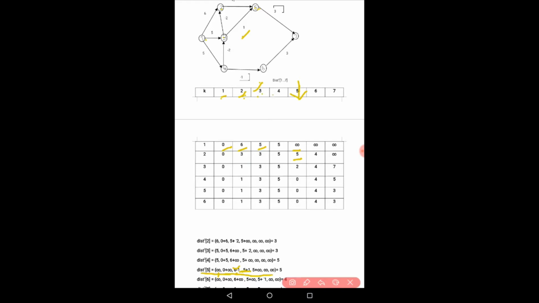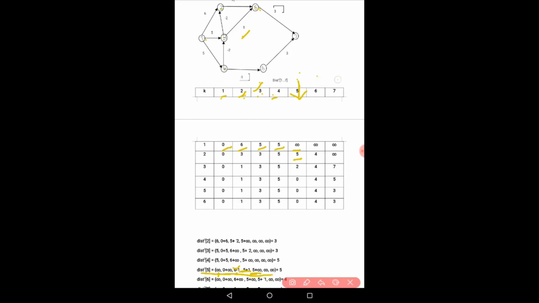Now the other node is node 4. Node 4, previous row value is 5. So that 5 plus node 4 to current node 5, what is the distance? Node 4 is here, 5 is here. There is no direct distance, so it is infinity. So 5 plus infinity, I'll write. Node 4 is over. This is my current node.